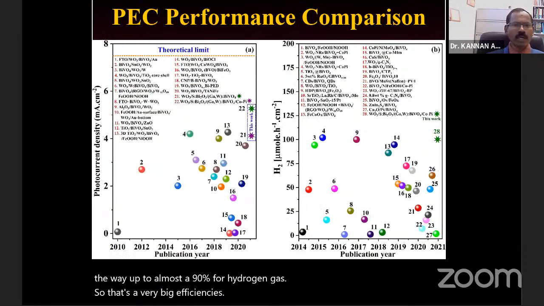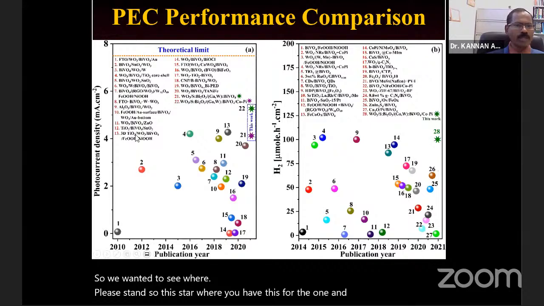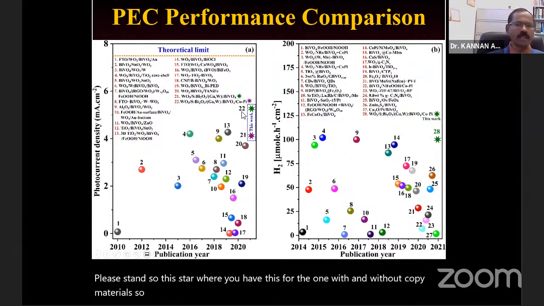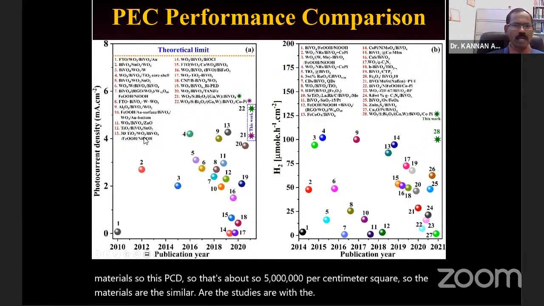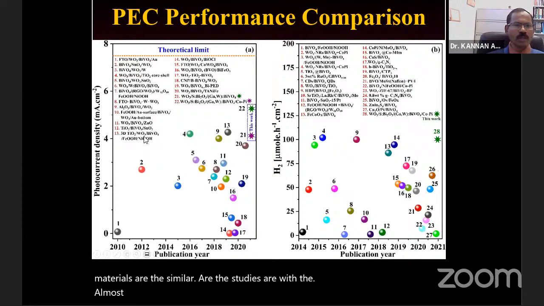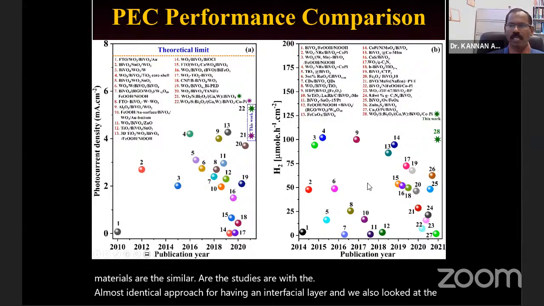So we wanted to see where we stand. This plot shows the one with and without copper materials. This photocurrent density is about 5 milliamp per centimeter square. The materials are similar, or the studies take an almost identical approach of having an interfacial layer. And we also looked at the hydrogen production rate.